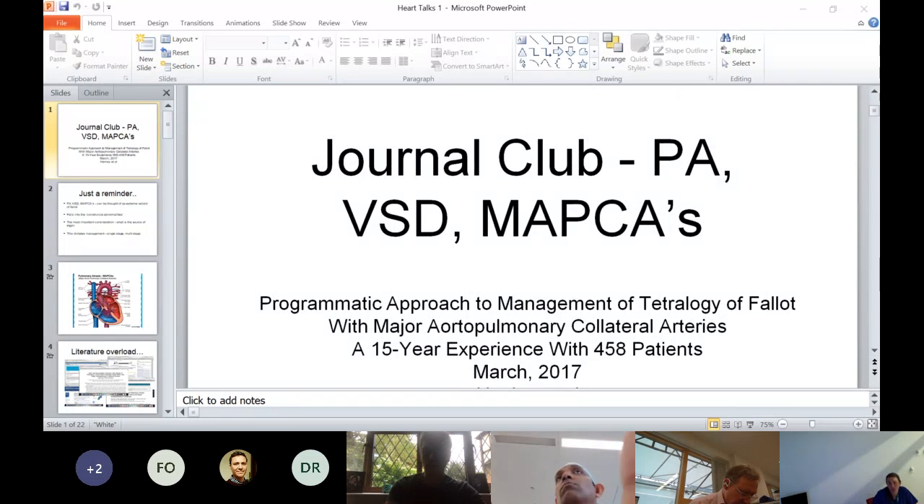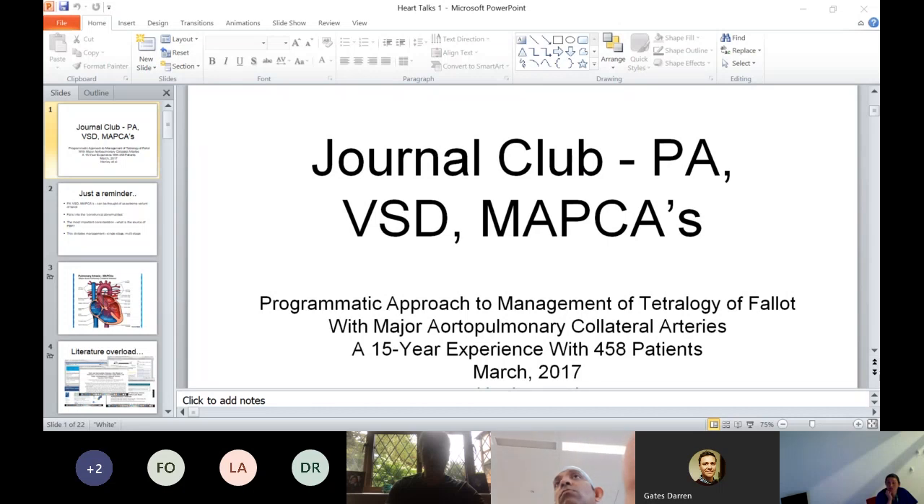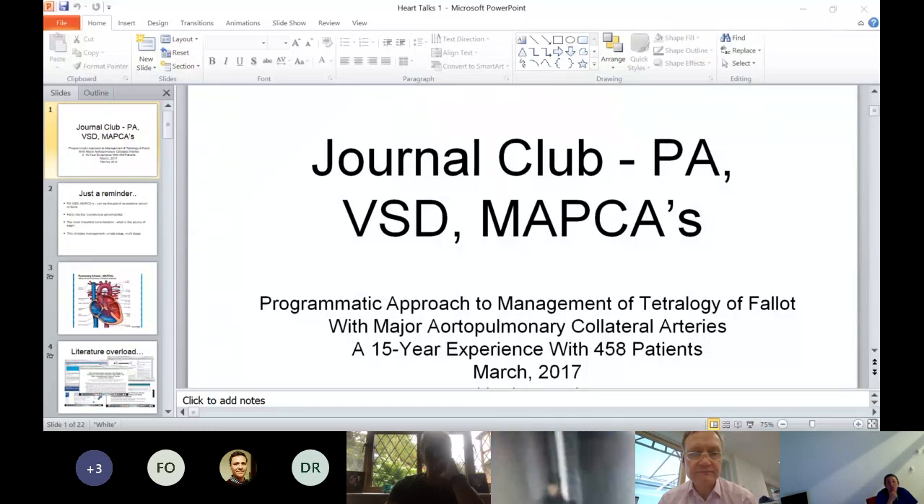The paper that I decided to look at, which hopefully Oleg emailed out a copy of, and I can send to anybody who hasn't received it, was one center with an experience over 15 years and 458 patients, which is a pretty good sample size. They were looking at fallow pulmonary atresia. They also mentioned that they were looking at severe PS. They didn't really expand on that. It wasn't clear. And the diagnosis they used involved echo, CT, and angio.